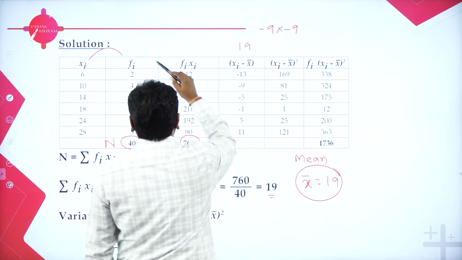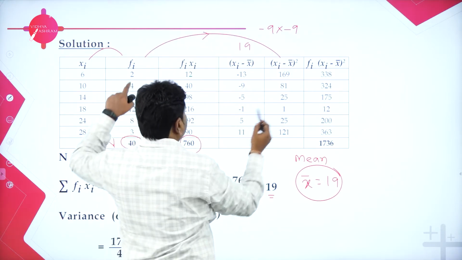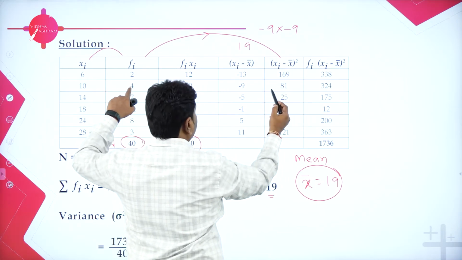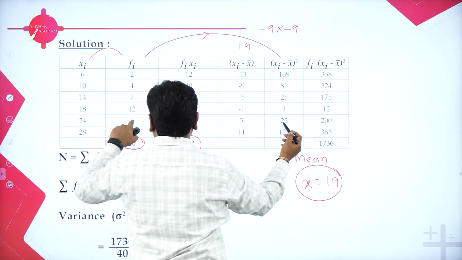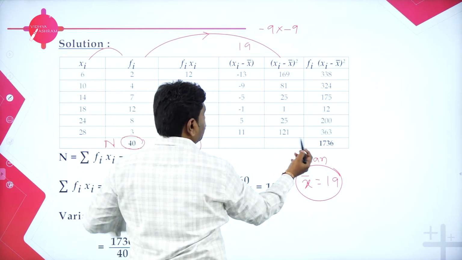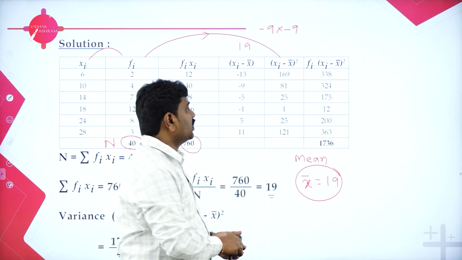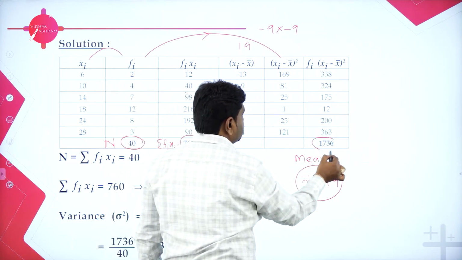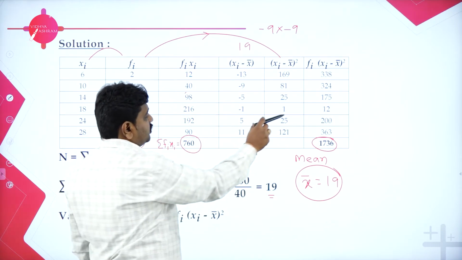Then you do fi into xi minus x bar the whole square. Now you multiply this. So 2 into 169, 338, 4 into 81, 324, 7 into 25, 175, 12 ones are 12, 8 into 25, 200, 3 into 121, 363. So sigma fi into xi minus x bar the whole square, if you add this, you'll get 1736. This is sigma fi into xi minus x bar the whole square.